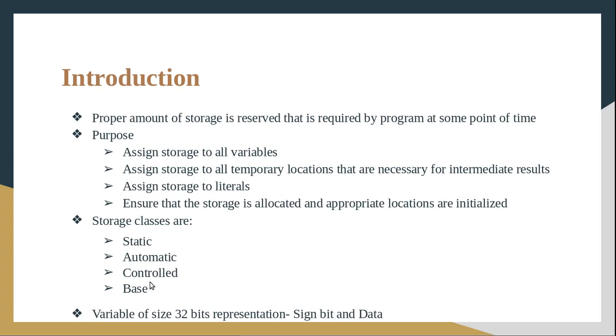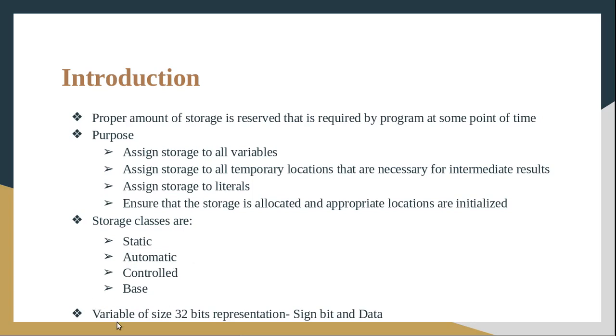Then the next one is controlled. It will be used for common block variables, and it will protect them from being used with interference. Then the base storage class means it cannot be assigned the same way as a static storage class. So these are the four storage classes we generally assign to variables: static, automatic, controlled, base.